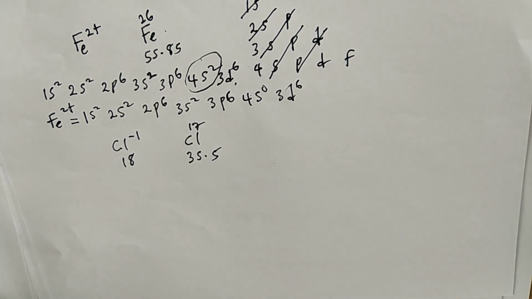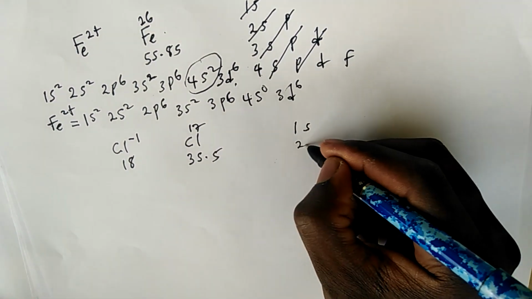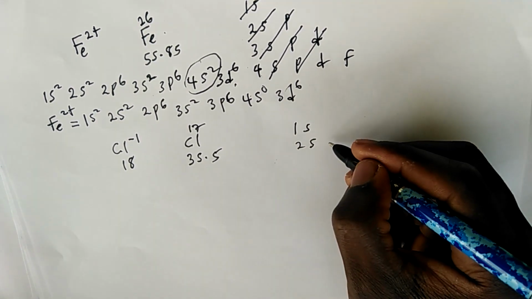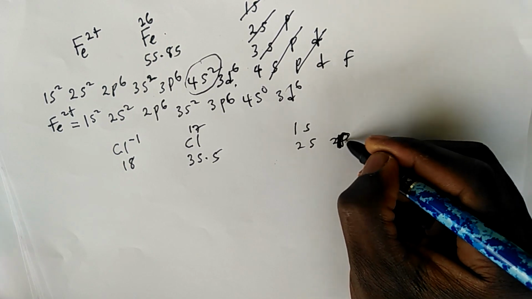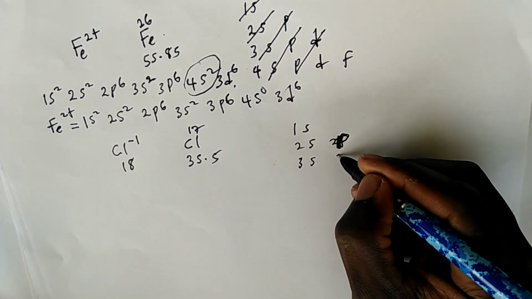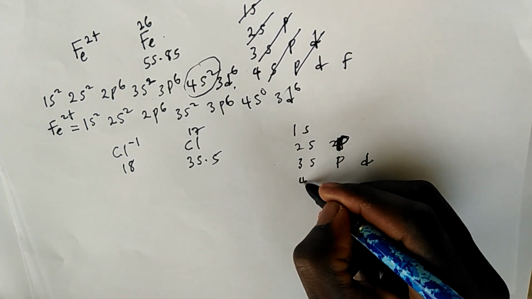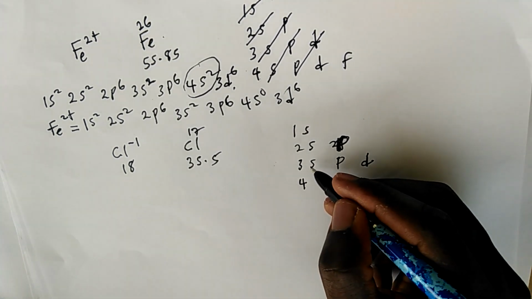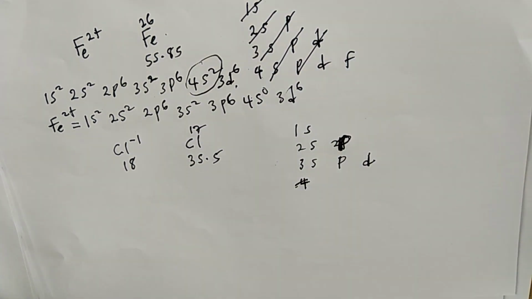Now to write the electronic configuration, we have 1s, 2s, 2p, then we have 3s, p, and d. That's for the third energy level. For the fourth, I think for chlorine we can stop at the third energy level, right?